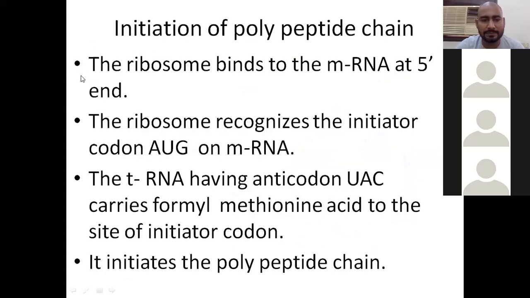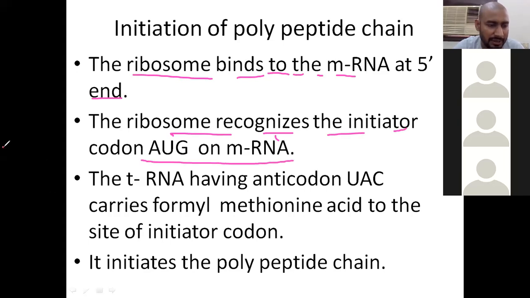Initiation of polypeptide chain, that is the third step. First is the activation of amino acid, second is the charging of tRNA, or binding of amino acid with the tRNA molecule, and third is the initiation of the polypeptide chain. Now, the ribosome binds to the mRNA at the 5' end. The ribosome recognizes the initiator codon AUG on mRNA. We know this is the mRNA codon, and in mRNA, AUG may be present anywhere.